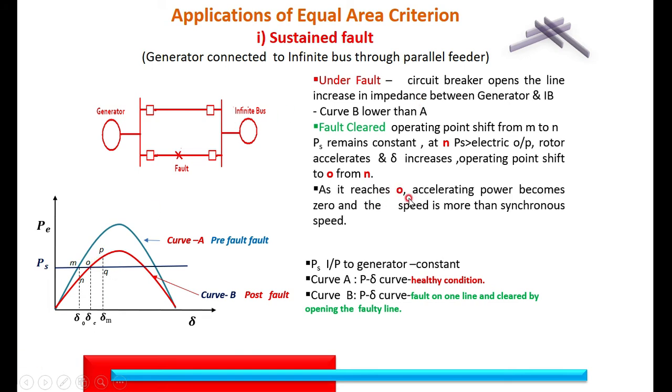As it reaches O, the accelerating power becomes 0 and the speed is more than the synchronous speed. I told you at N it is synchronous speed. Here there is an acceleration, so the speed is more than synchronous speed. The area MON is equal to area OQP, so that A1 and A2 are equal. Therefore, the system is stable.